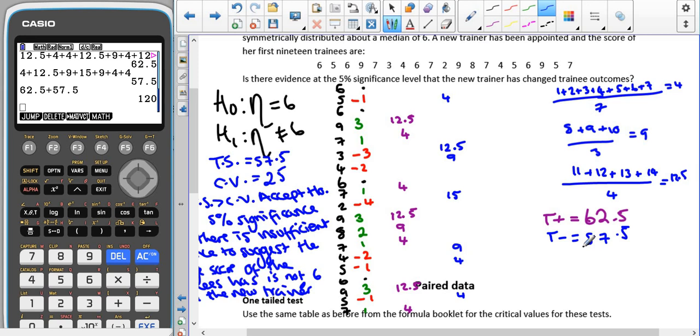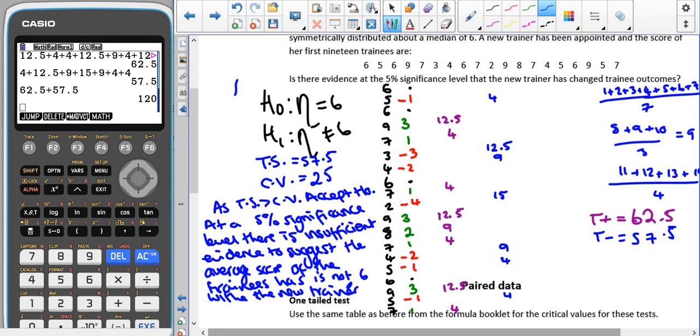When we added those totals together, we got 62.5 and 57.5. So the smallest of those is our test statistic. So that's 57.5. The critical value is 25. So as the test statistic is bigger than the critical value, we end up accepting H0 at 5% significance level. There is insufficient evidence to suggest that the average score of the trainees is not 6 with the new trainer.